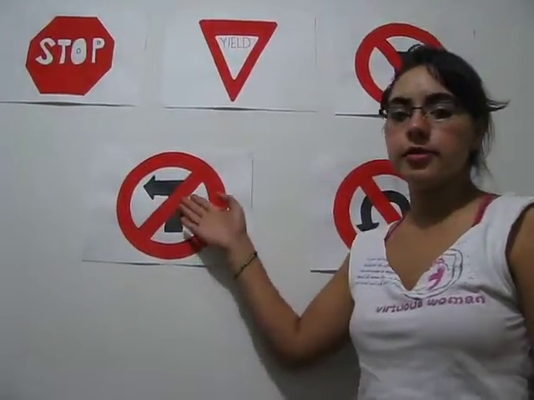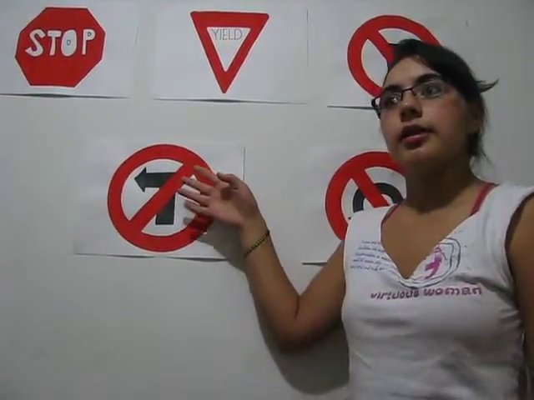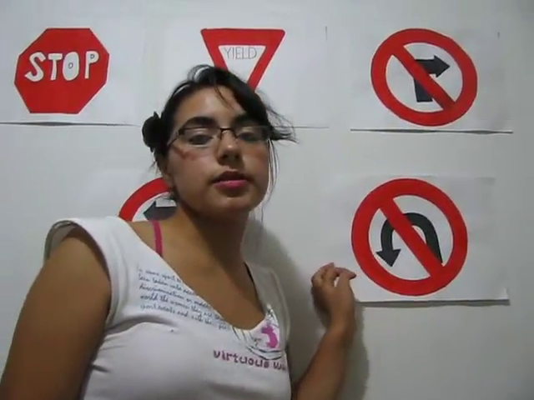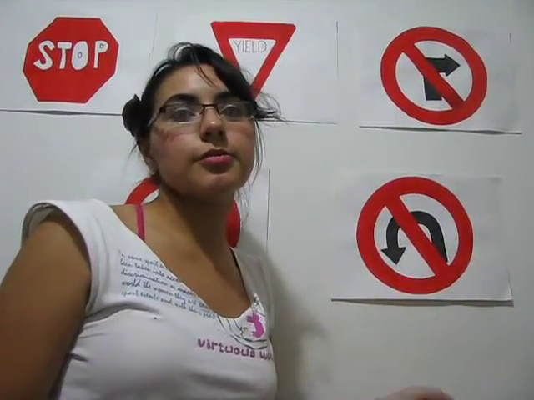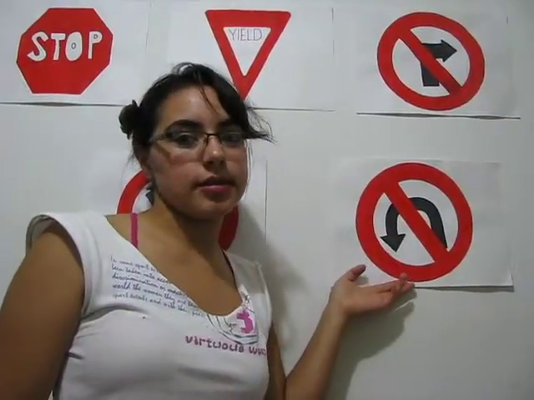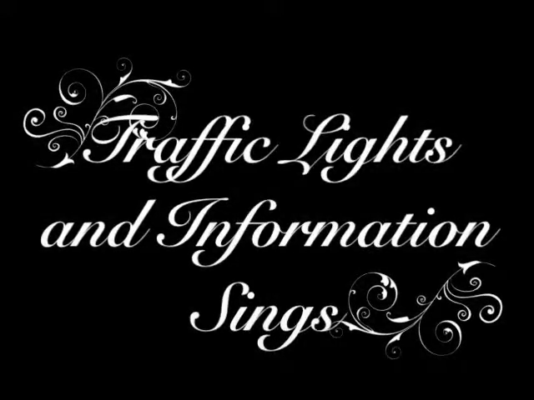No right turn is used to indicate the driver cannot turn right at the point where the signal is. No left turn is used to indicate the driver cannot turn left at the point where the signal is. No U-turn is used to indicate the driver cannot turn 180 degrees, as doing so disrupts the movement of other vehicles and could cause a serious accident.